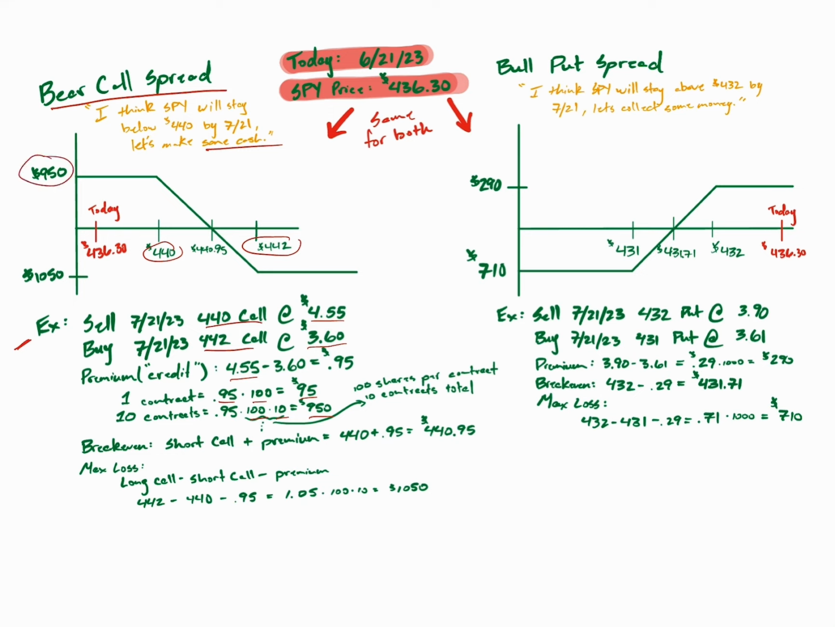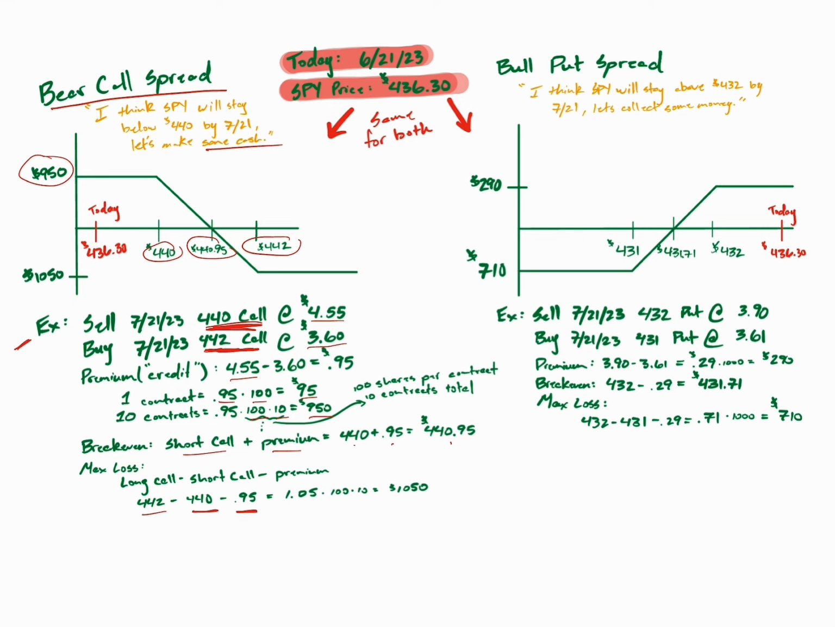And then I have a break even, right? Sorry, the break even is the short call plus the premium. So 440 plus the 95 cents I got is 440.95. That's where this guy's coming from. And then the max loss itself is going to be 442, so this guy that I bought right here minus this guy that I sold right here. And again, then subtracting off the premium that I got, right?